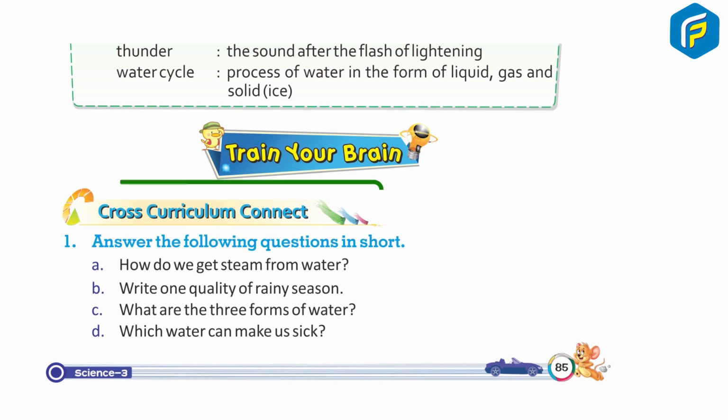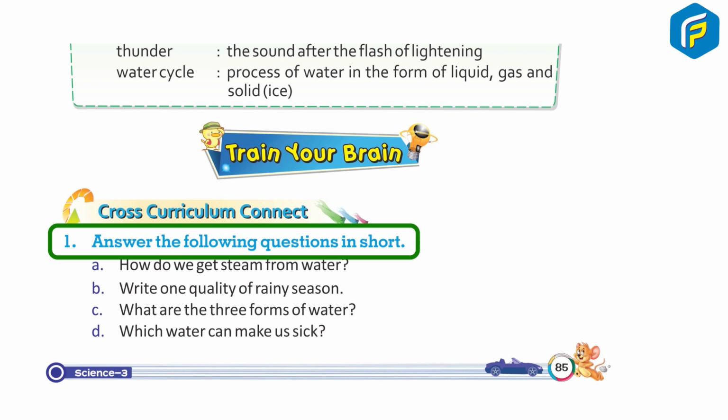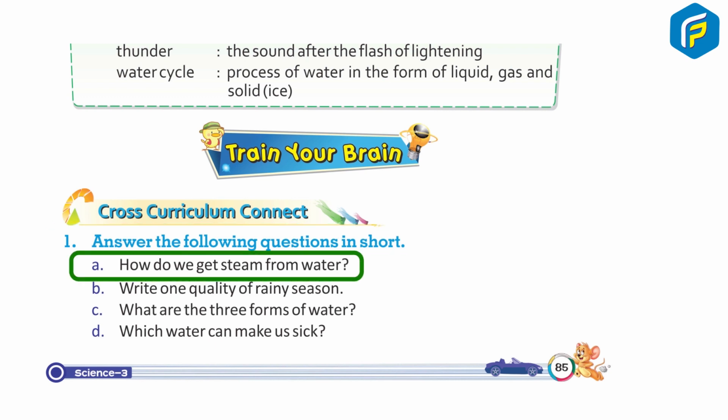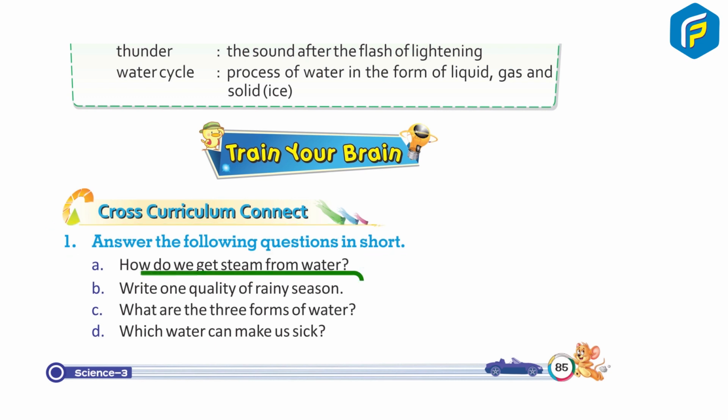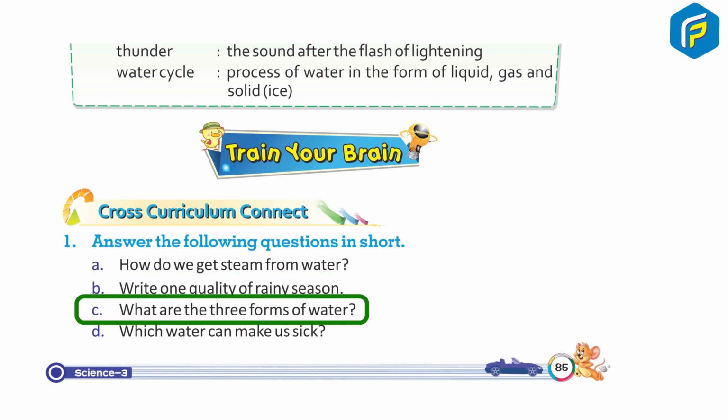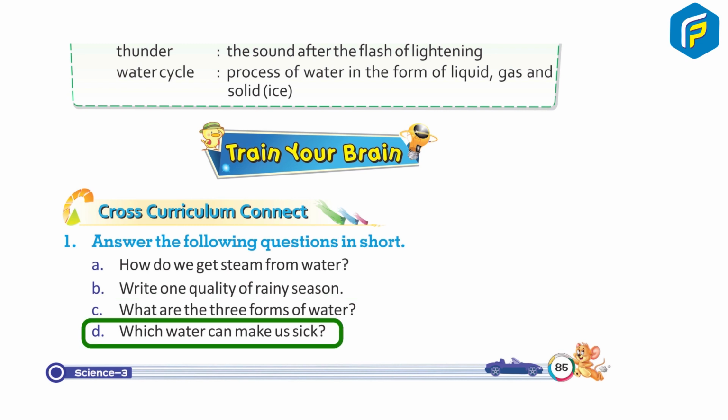Train your brain. Cross curriculum connect. 1. Answer the following questions in short. A. How do we get steam from water? B. Write one quality of rainy season. C. What are the three forms of water? D. Which water can make us sick?